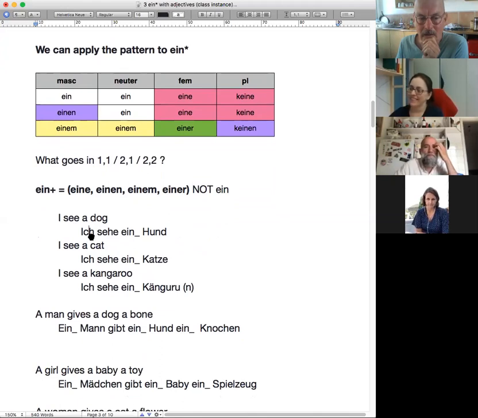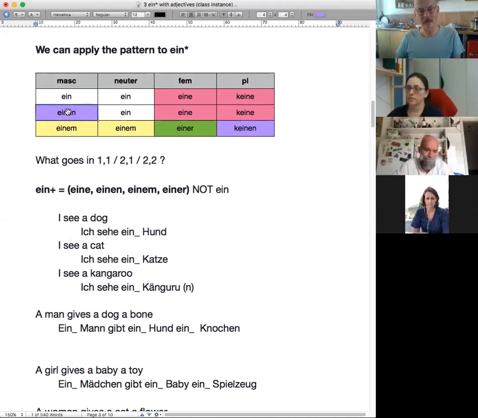I see a dog. What do I see, Jamie? The dog is the same as he was yesterday and the day before. He's still masculine. So: Ich sehe einen Hund. I see a row two masculine thing.